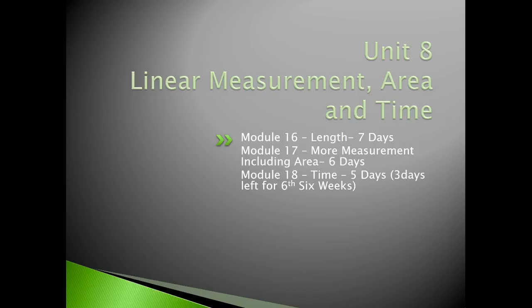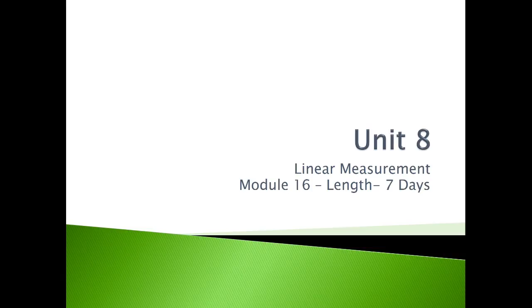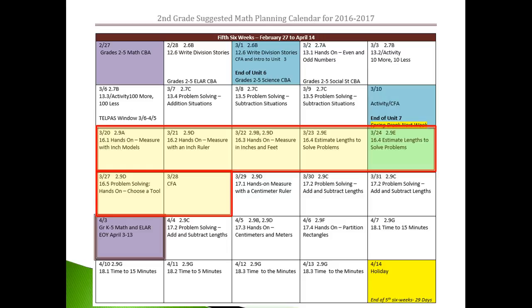Unit 8 is linear measurement, area, and time. So we'll start first with linear measurement. As I said earlier, first grade only learned to measure with non-standard tools. They used possibly adding machine tape, pencils, paper clips, and those types of things. You'll start with that to make that connection to the prior learning. And then from there, you'll teach them how to use a ruler and learning how to do inches, and then also feet, and then moving on to solving problems with measurement.